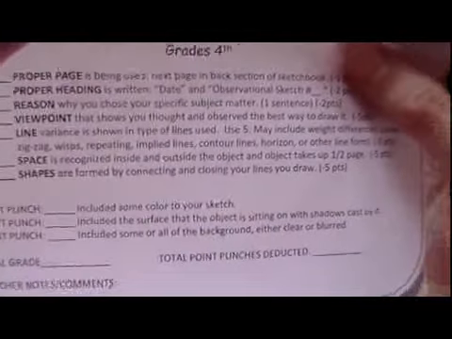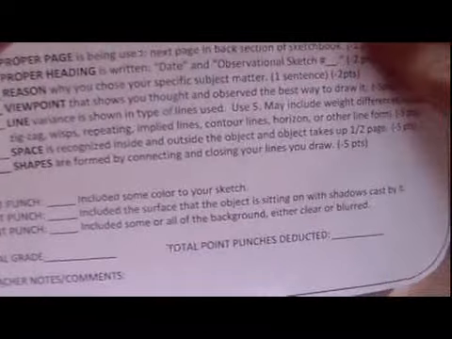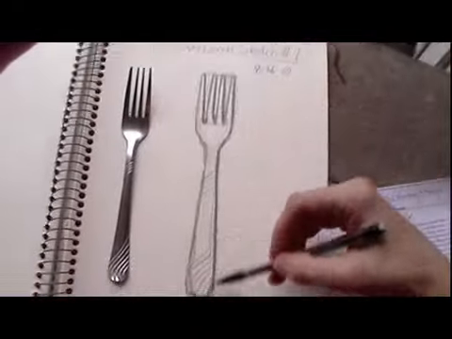Space, inside and outside the object. It takes up about half the page. Yep, it's pretty decently big. Now shapes are formed by connecting and closing the lines that we draw. Yes, we have made a whole shape here by connecting. I didn't leave part of it open and guessing what my object is. Okay, so this one is pretty good.